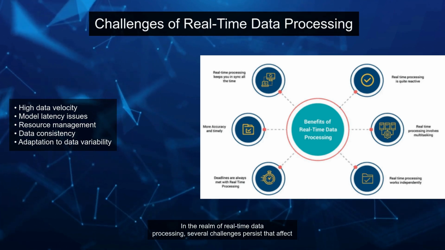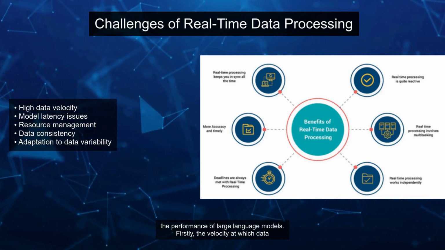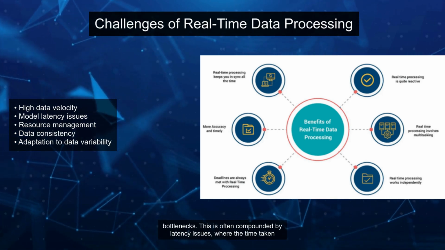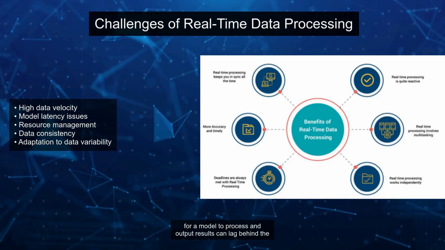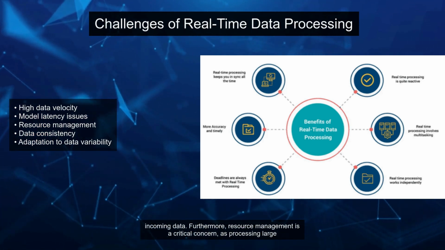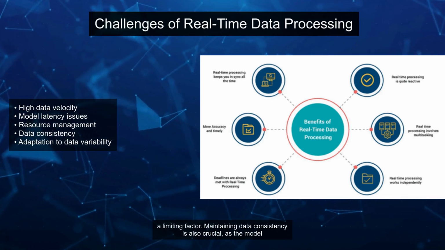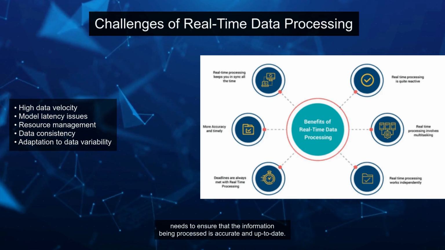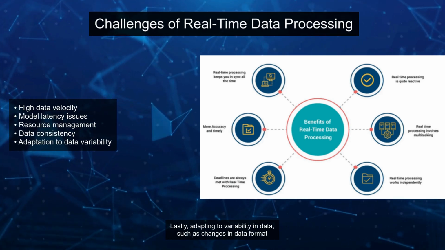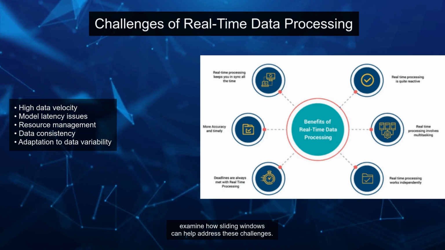In the realm of real-time data processing, several challenges persist that affect the performance of large language models. Firstly, the velocity at which data streams can overwhelm a model if not managed effectively, leading to bottlenecks. This is often compounded by latency issues, where the time taken for a model to process and output results can lag behind the incoming data. Furthermore, resource management is a critical concern, as processing large volumes of data requires substantial computational power and memory, which can be a limiting factor. Maintaining data consistency is also crucial, as the model needs to ensure that the information being processed is accurate and up-to-date. Lastly, adapting to variability in data, such as changes in data format or content, requires a flexible and robust approach to processing. We will examine how sliding windows can help address these challenges.